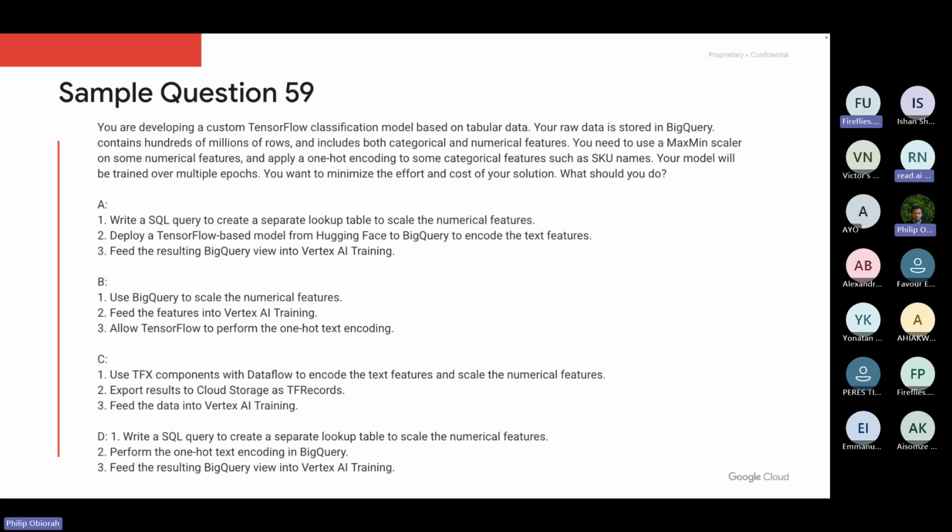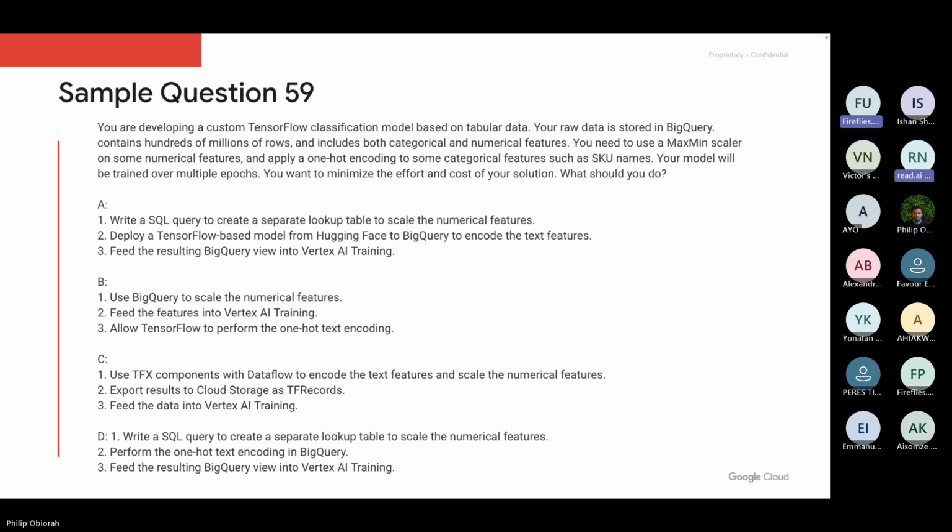Then let's look at option D. Option D is SQL to one-hot encoding. So doing one-hot encoding for the SKU names is risky. So the best approach would be B.